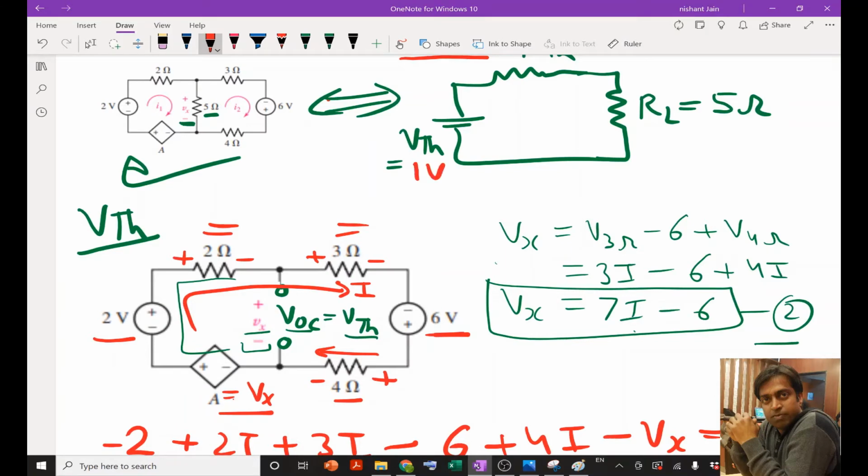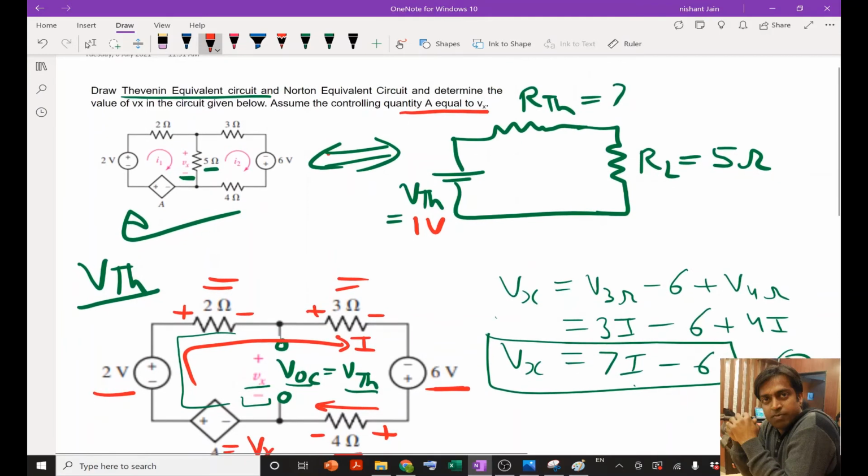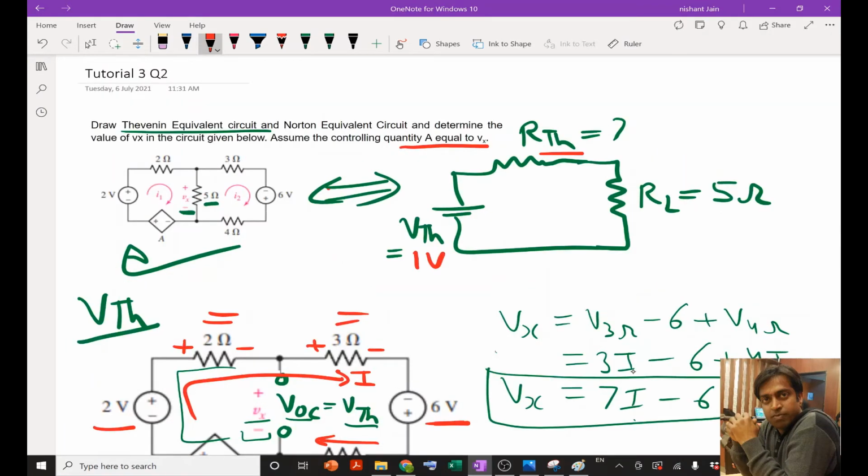So after this, our next task is to determine the value of this Thevenin resistance. To determine the value of RTh, we need to deactivate the independent sources, and we have to keep the dependent sources as they are. So it means that I will simply short circuit this voltage source, and my circuit will look like this after removing this 5 ohm.